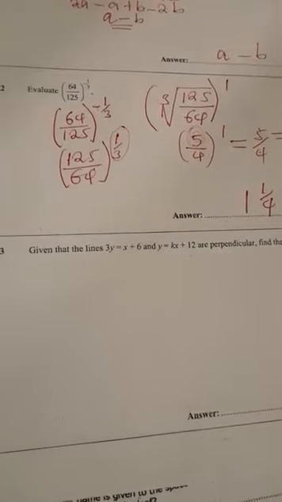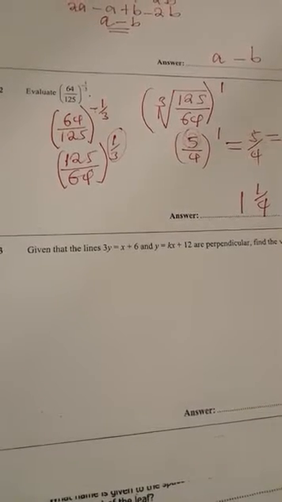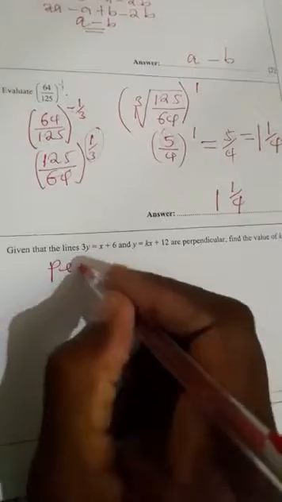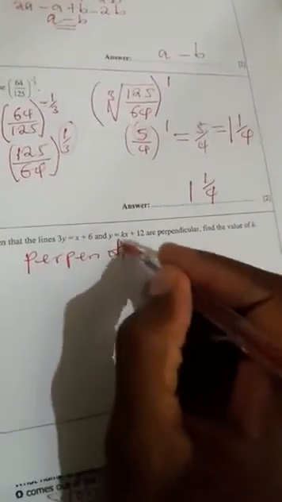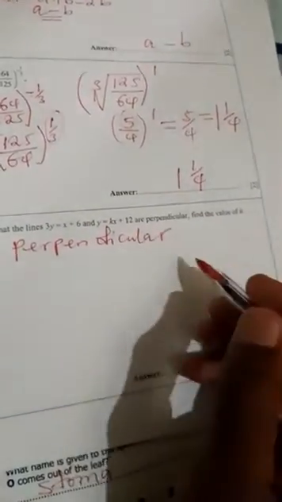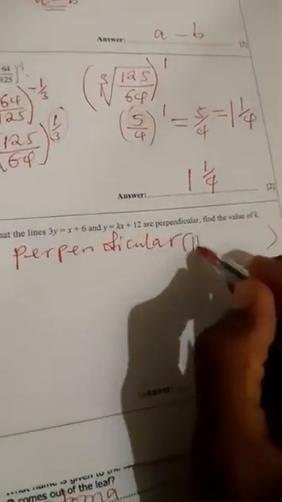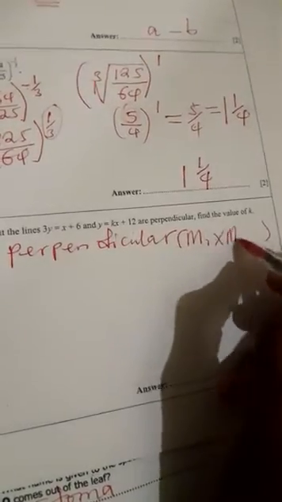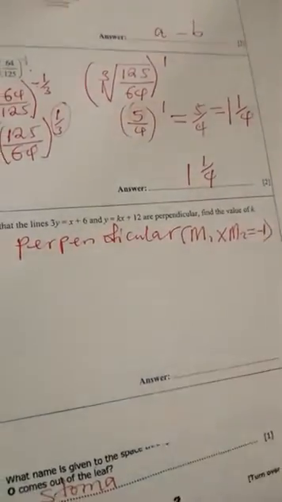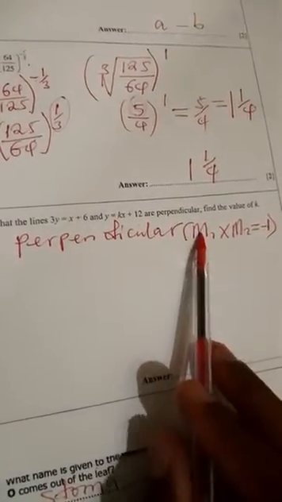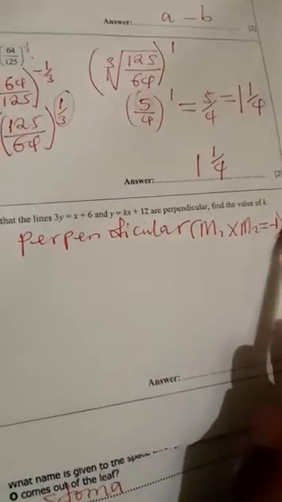We are on question 3. Given that the lines 3y is equal to x plus 6 and y is equal to kx plus 12 are perpendicular, find the value of k. The word perpendicular means the 2 lines are meeting at 90 degrees. Then the product of their gradients is equal to negative 1. So when you hear of perpendicular, associate it with the gradients. When you multiply their gradients, the answer is negative 1.